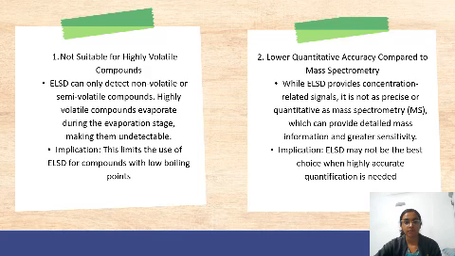The second is lower quantitative accuracy compared to mass spectrometry. While ELSD provides concentration-related signals, it is not as precise or quantitative as mass spectrometry, which can provide detailed mass information and greater sensitivity. Its implication is that ELSD may not be the best choice when highly accurate quantification is needed.